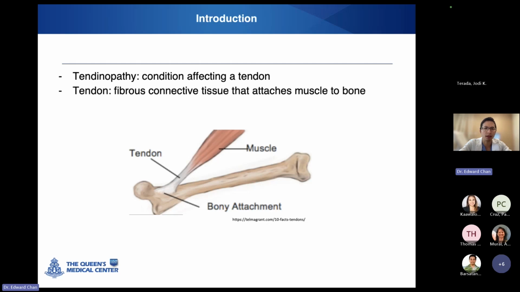So that picture you see there shows the most simplistic version. The muscle is what powers your movement, and it attaches to your bone via the tendon. That's the white, thick substance you see there. So when you contract a muscle, it pulls on the tendon to help you pull on the bone, and that's ultimately what allows you to move all the different joints of your body. So you have multiple tendons throughout your body, and of course today we're focusing on the ones in your hand and wrist.